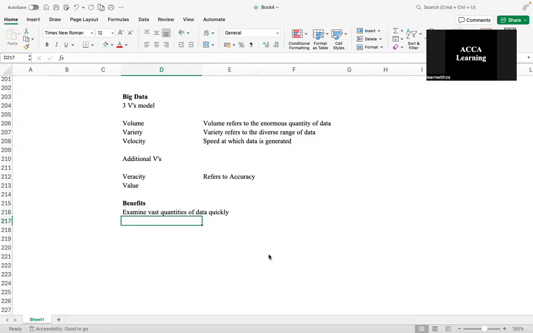Then your second benefit is, you could say, it improves organizational decision making. It improves your organizational decision making. It can give you valuable insights, and you can form very good strategic decisions.